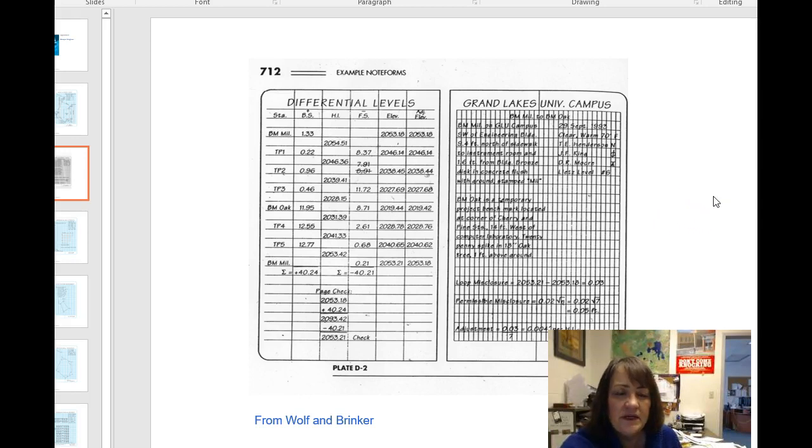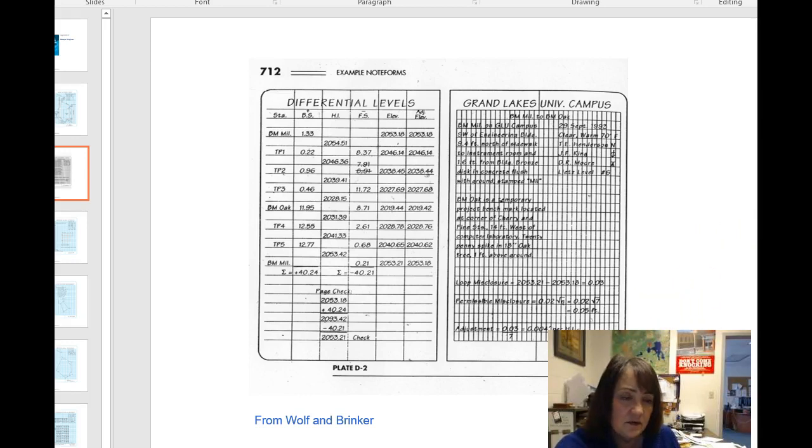Now, this page, we'll go back to this when we do, well, it's called a differential level or a level loop. And once again, we have the numerical data. If there was a picture, we would draw it over here. But we have some information about the date, the weather, the people on our crew. The title goes clear across the top, differential levels, Grand Lakes University campus.